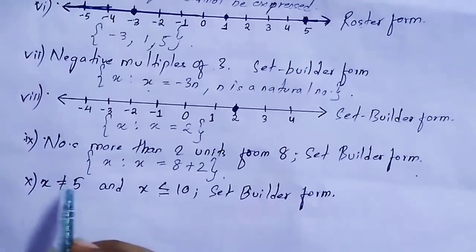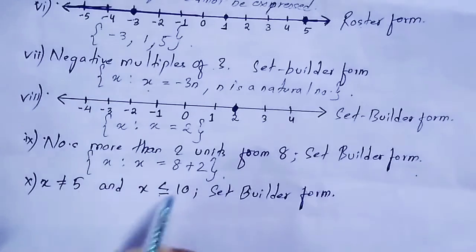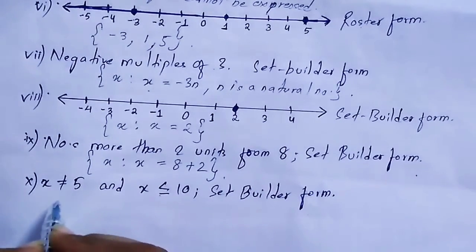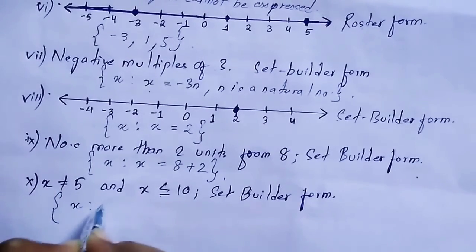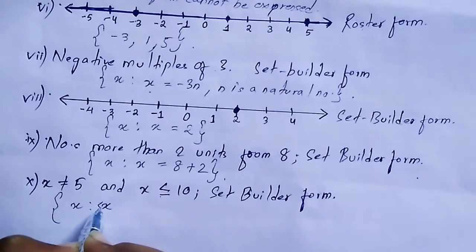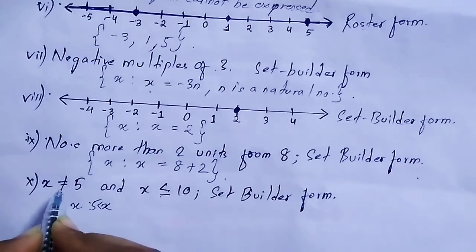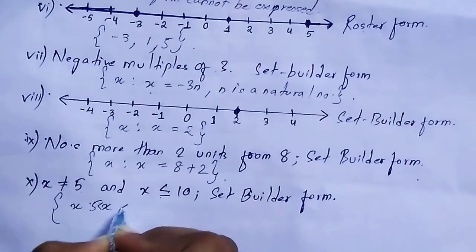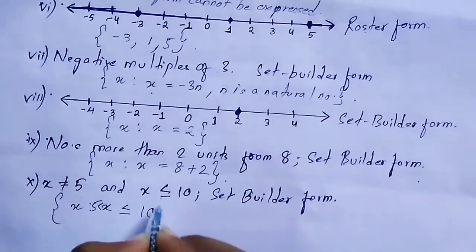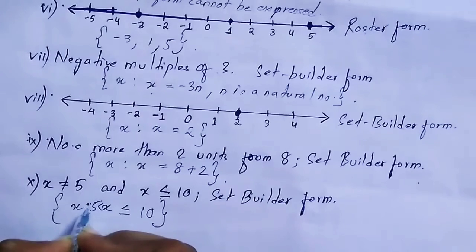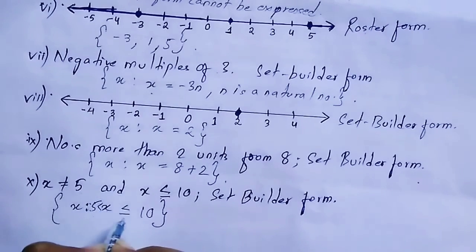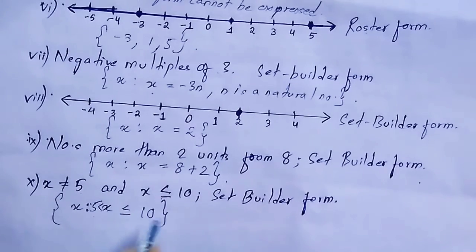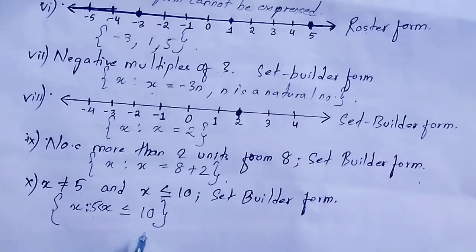Number 10. X is not equal to 5 and x is less than equal to 10. So you need to write this in set builder form. So here you can see x is not equal to 5. So you need to write x is such that x is greater than 5. Because you can see here x is not equal to 5. So x will be greater than 5 and x will be less than equal to 10 as mentioned in the question. So this will be your answer. X is such that x is greater than 5. 5 will not be included because x is not equal to 5 and x is less than equal to 10. It is mentioned in the question. So this will be your answer.